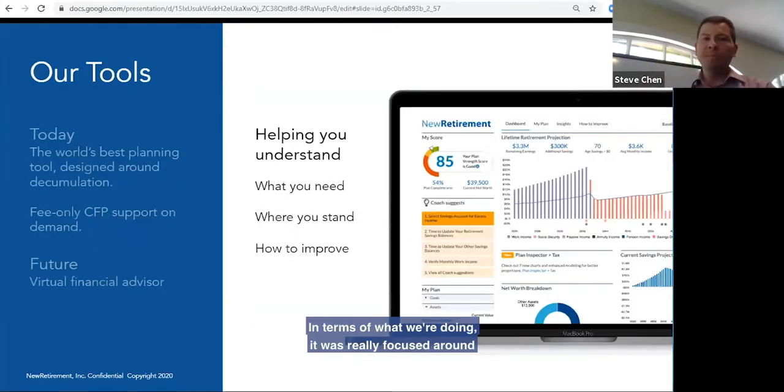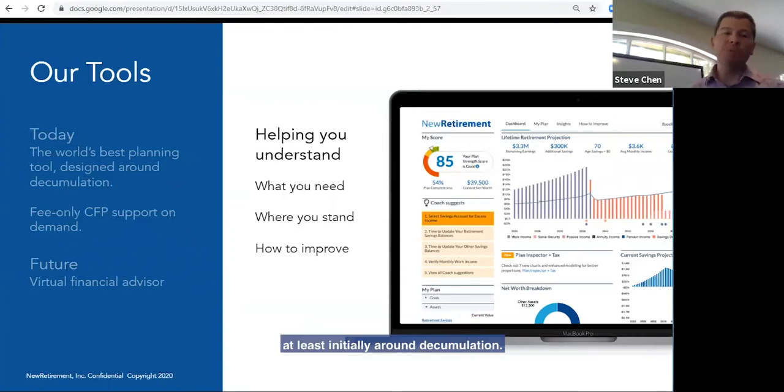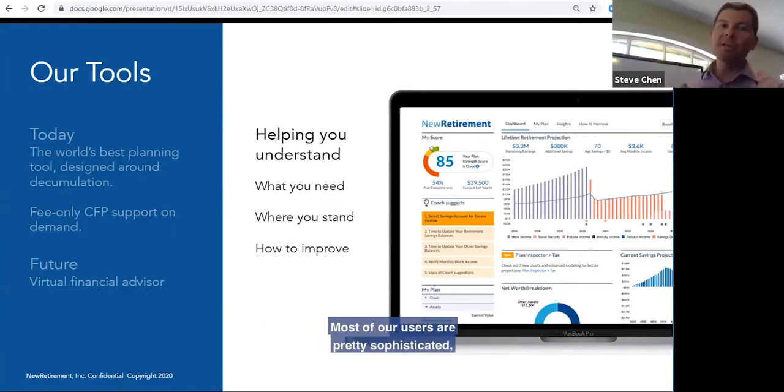In terms of what we're doing, it's really focused around, at least initially, decumulation. So most financial planning tools are around accumulating your assets, so saving and investing, and that has been largely commoditized. Most of our users are pretty sophisticated, so they understand, hey, let's keep fees low, let's do good portfolio allocation, let's save regularly, let's try to rebalance or have that automated.